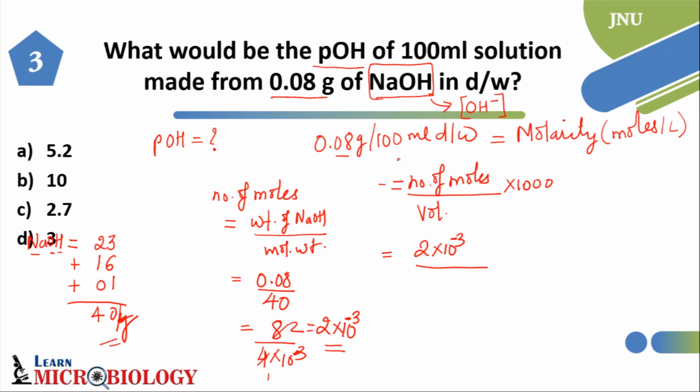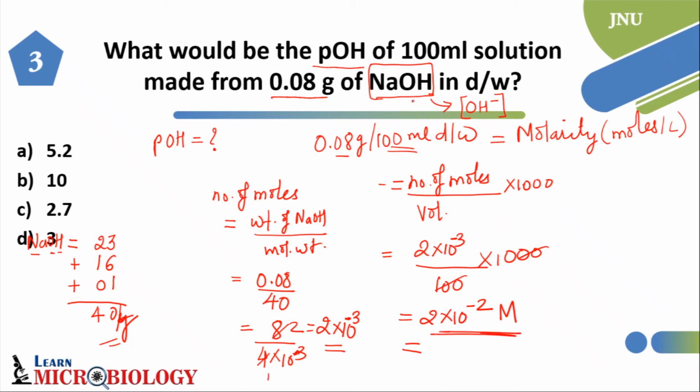Okay, and then the volume, what is the volume of distilled water? That is 100 ml multiplied by this 1000. So how much will it come up to? You can just calculate, cancel out these 2 zeros, and here there is 1 zero along with this, so it will become 2 into 10 raised to minus 2 molar, correct? This is the molarity of NaOH that we have calculated.